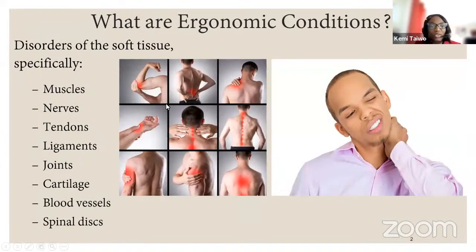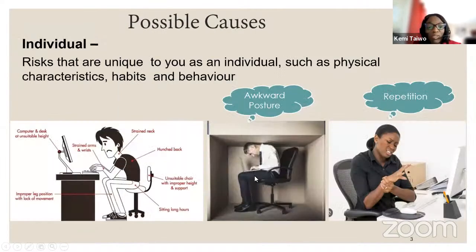Okay. So what are ergonomic conditions? These are disorders of the soft tissue, specifically tissues around the muscles, the tendons, the ligaments, joints, cartilage, and blood vessels and spinal disc. What are the possible causes?